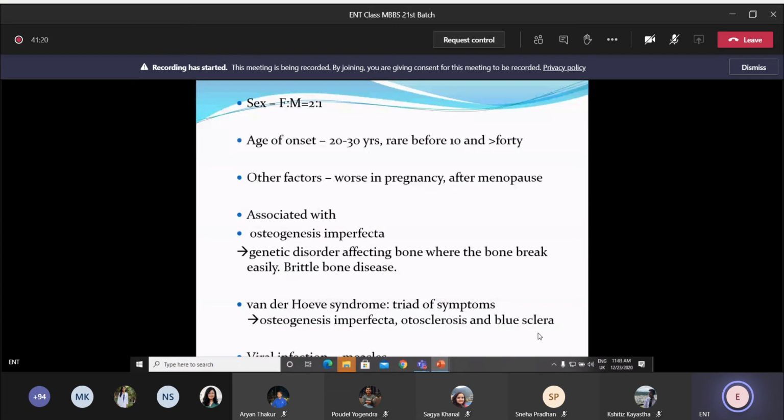And the syndrome which is known as Van der Hoeve syndrome is a triad of osteogenesis imperfecta, otosclerosis, and the patient will have a blue sclera. So these three things make up the syndrome, that is Van der Hoeve syndrome. So this can also come in your MCQs.